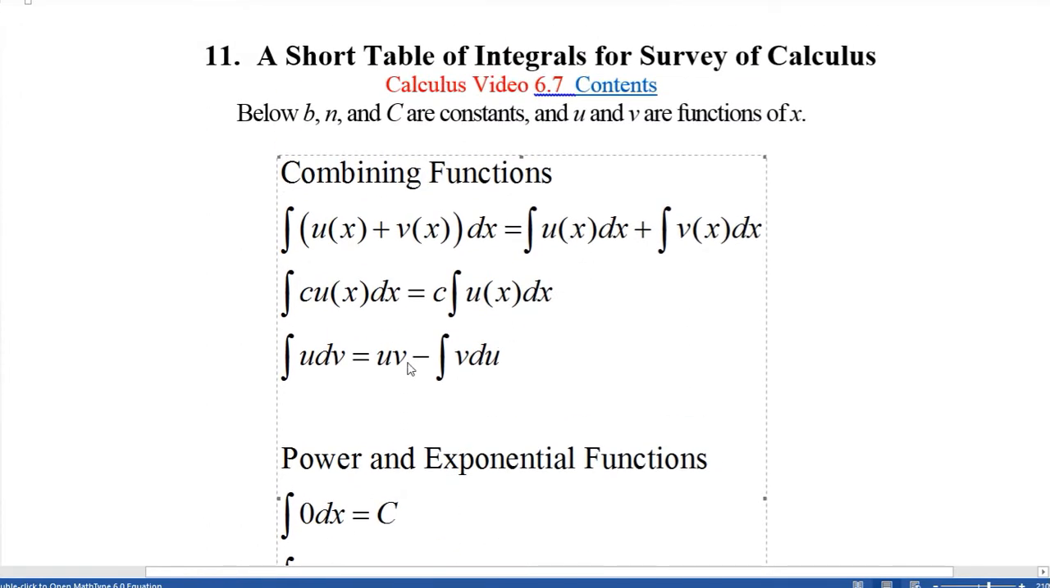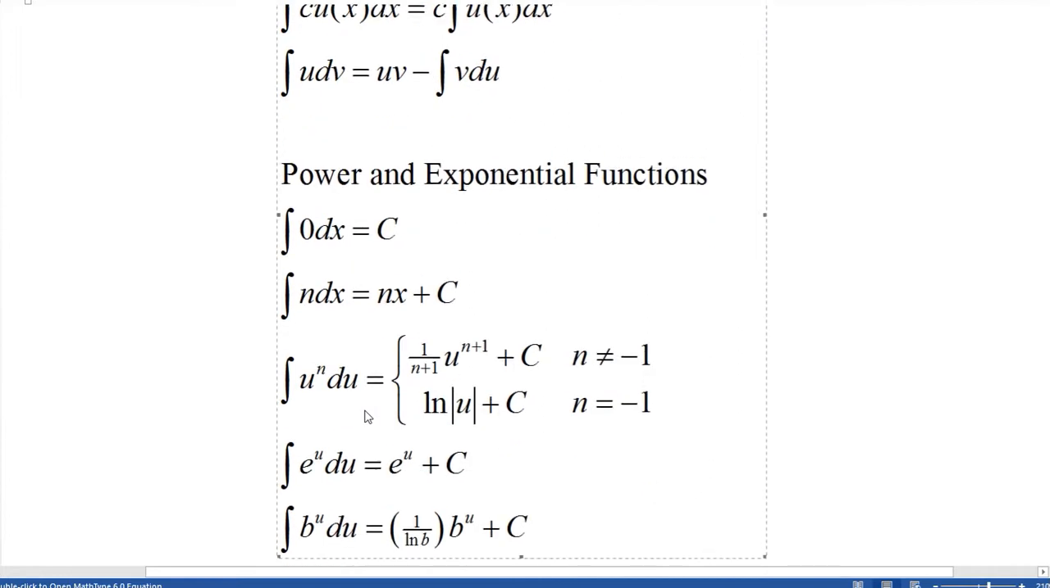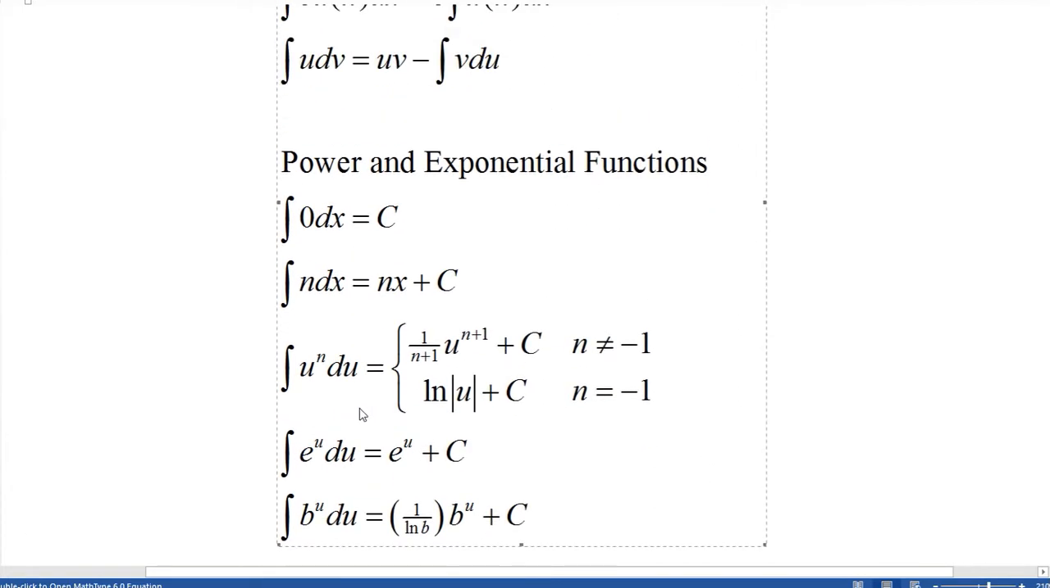Now notice these don't really find an antiderivative all the way. What they do is rewrite one antiderivative or one integral in terms of one or more other integrals, and hopefully these integrals on the right side are easier to work with. Now we just have a very limited number of functions that we know how to actually do an antiderivative for. The integral of 0 dx is a constant. The integral of the constant n, n dx, is nx plus another constant.